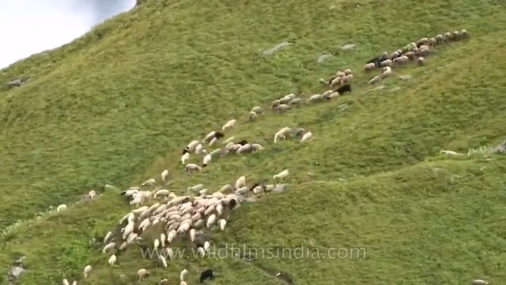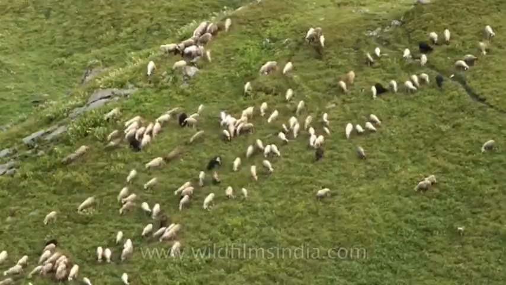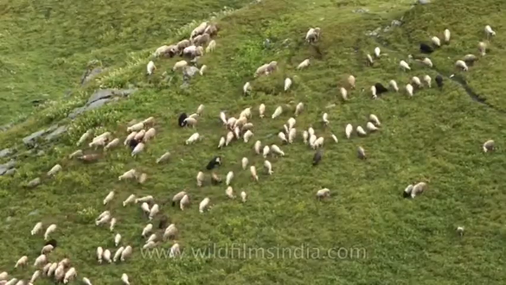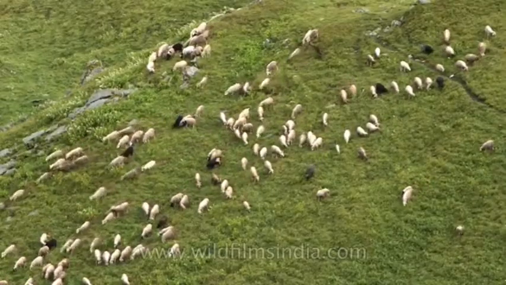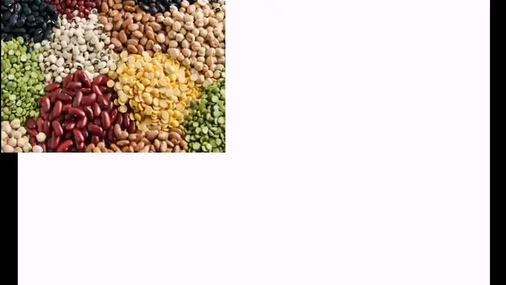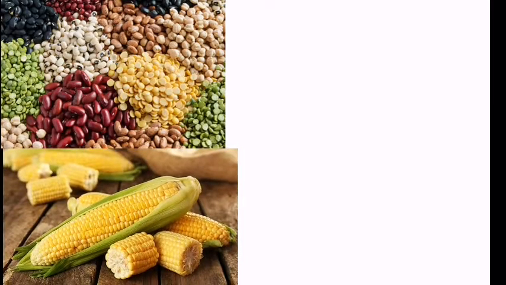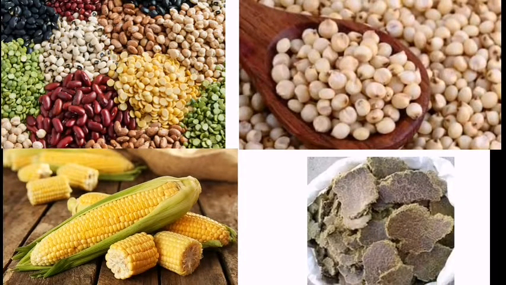Usually, sheep prefer grass and leaves. Other than these, the sheep are fed with a mixture of pulses, corn, jowar, oil cakes and minerals for obtaining good quality wool.